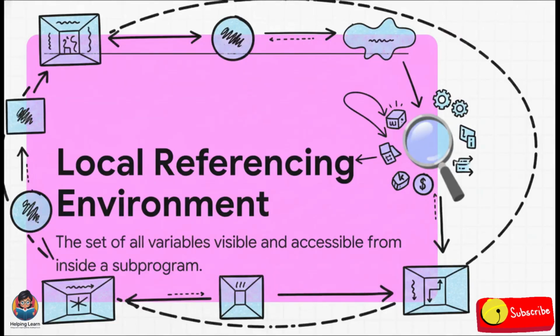So what does all this add up to? Well, it creates what we call a local referencing environment. That's a fancy term, but it's actually a simple idea. It's just the complete set of all the variables and tools that are visible from inside any single room or subprogram. This defines the immediate world that a piece of code works in, making sure it has exactly what it needs and nothing more. And that is absolutely crucial for keeping your code secure and stable.